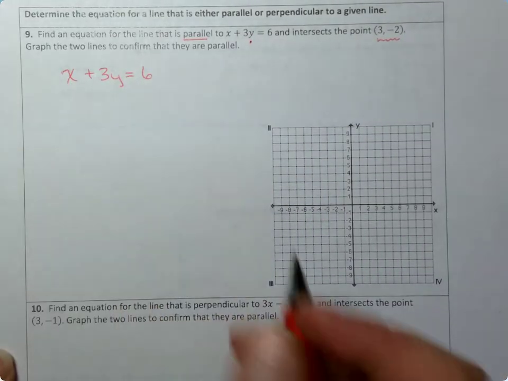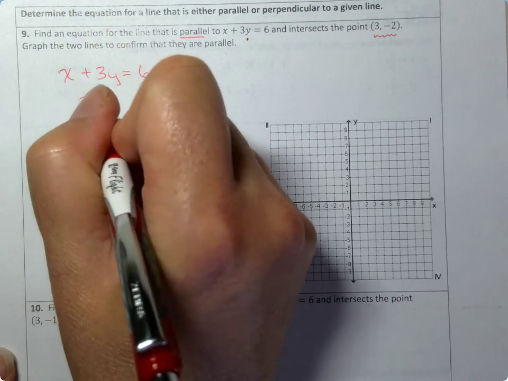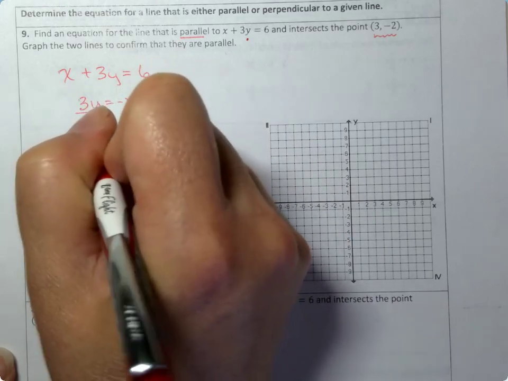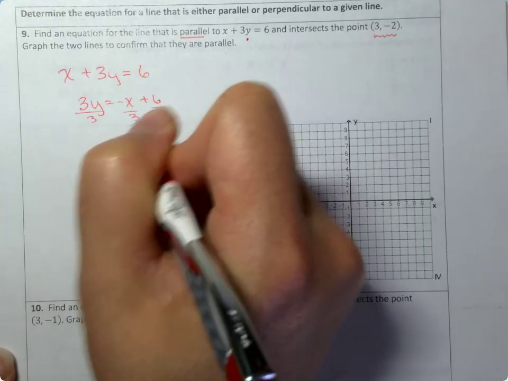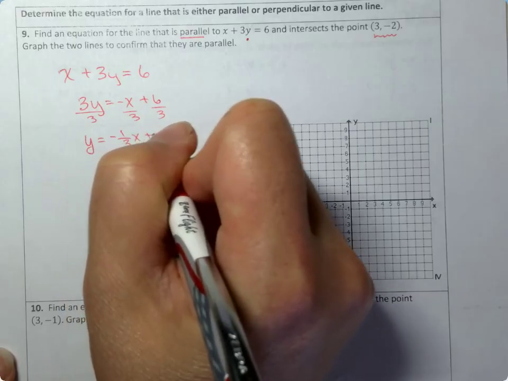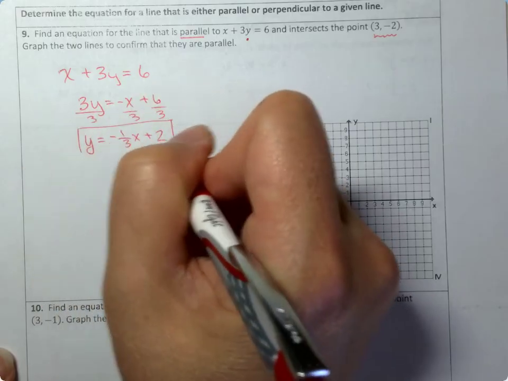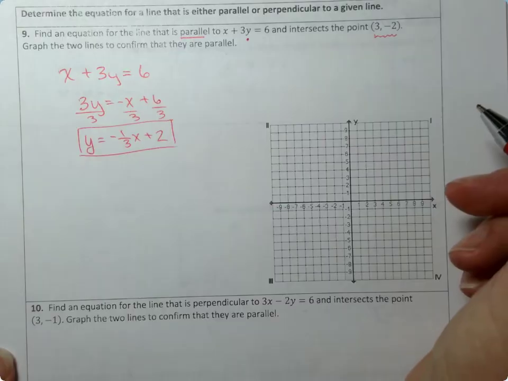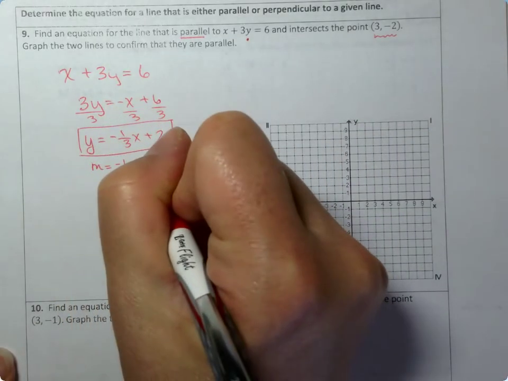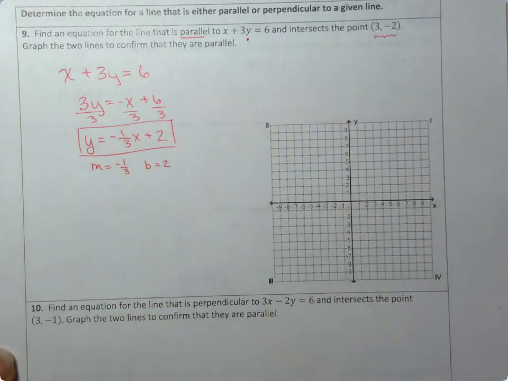Let's graph this. Let's solve it for y. Cross the line, change the sign. Divide everything by 3. And I've got y equals -1/3 x plus 2. Be careful with that. This is your original line. The slope of this line is -1/3. The y-intercept is 2. All right, take a minute and graph it.